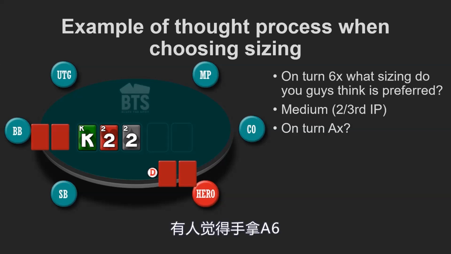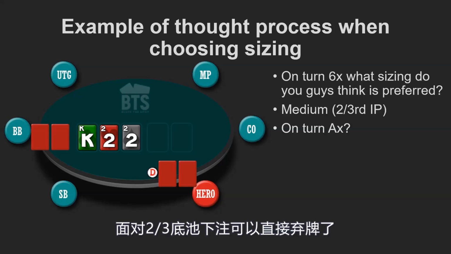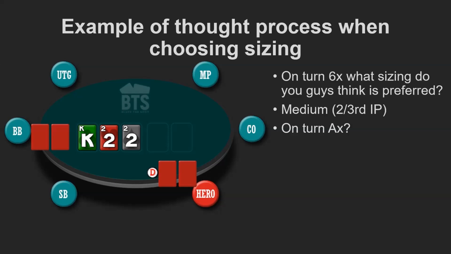I mean, Eric is saying, isn't ace X an easy fold versus 2/3? Yes, it depends. It depends on the villain you're facing. If he has a decently wide barreling range, I could see Pio actually check-call some ace X as well, for sure.